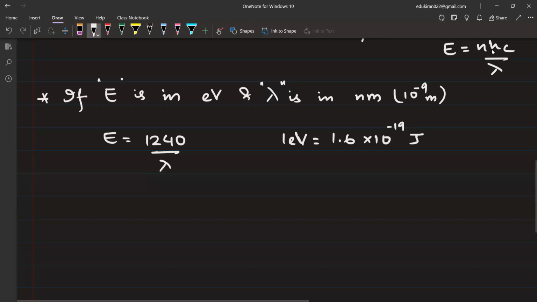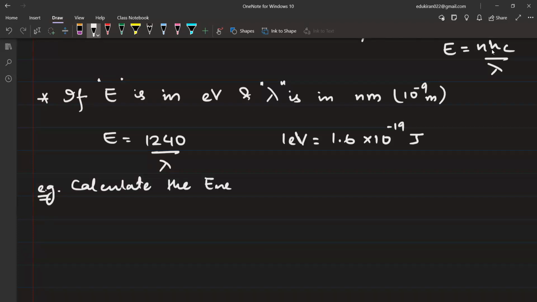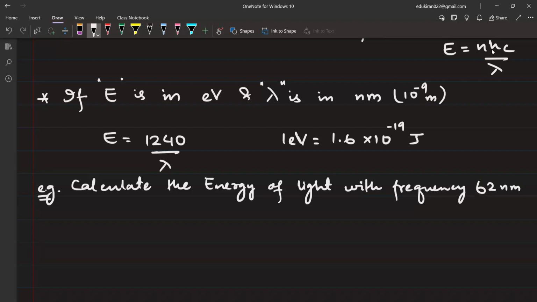For example, let us suppose you have a question: calculate the energy of light with wavelength 62 nanometers. Since this is in nanometers, I can use this formula, calculate the energy in electron volts, and then convert it to joules.